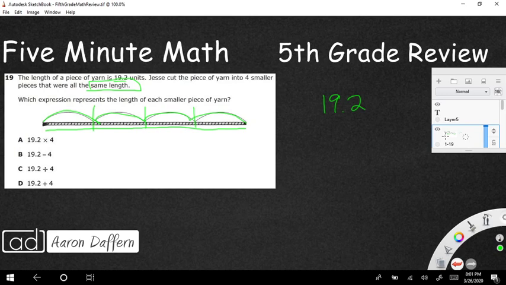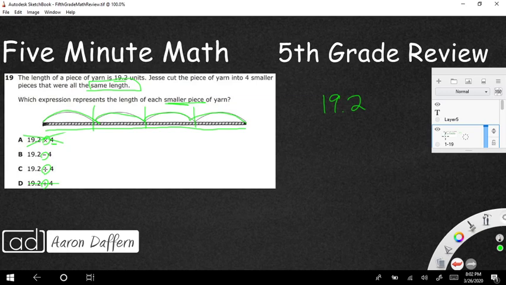Well, each option is going to be one of our 4 operations. We can either multiply, we can subtract, we can divide, or we can add. So let's come back to 2 things that are going to help us. Which expression represents the length of each smaller piece of yarn? So when we are looking at operations that make things smaller, unless we're using a fraction or a decimal, multiplication is never going to make it smaller. Multiplication always makes it larger unless you're multiplying by a fraction or decimal, which we're not. This is multiplying by a whole number right here.